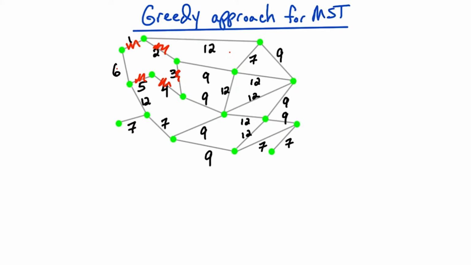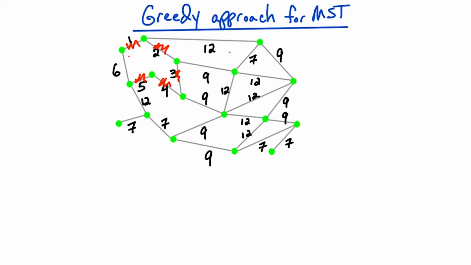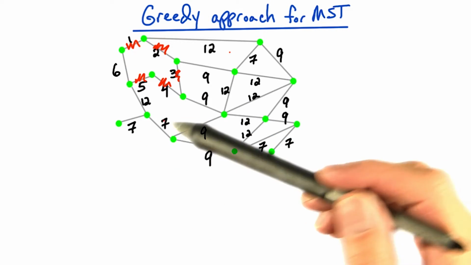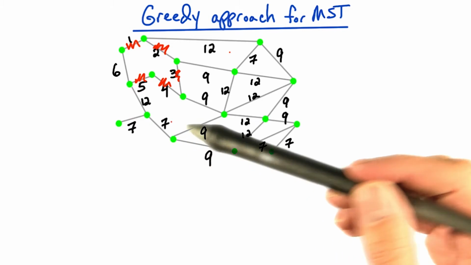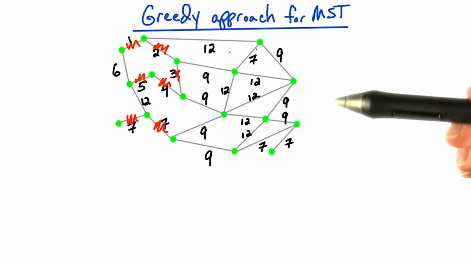Finally, I consider the edge of weight 6. Can I add that into my current MST? No, I cannot add this edge into my current MST because it creates a cycle. After that, I'll consider the edges of weight 7 in some order, but both of these edges can get added in. And similarly, these other 3 edges of weight 7 can also get added in.